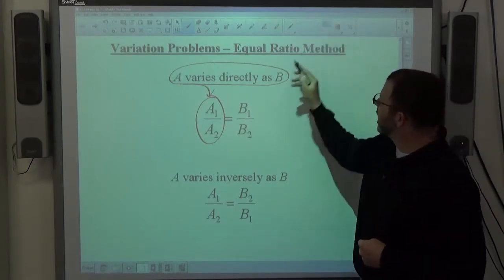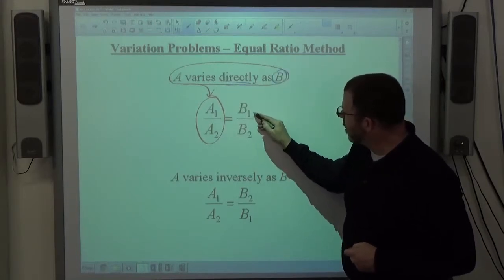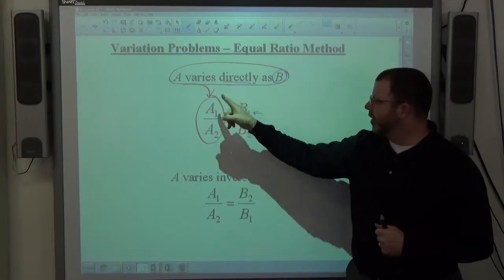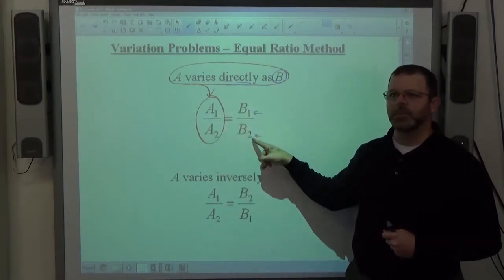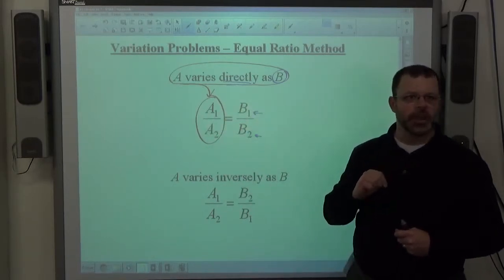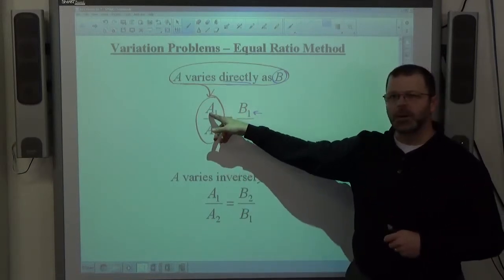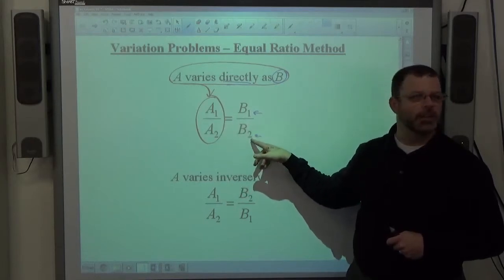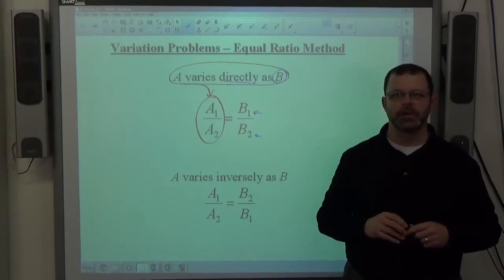And then the second thing, if it's directly as the second thing, what happens is the subscripts are the same directly across. So the first A matches up to the first B, the second A matches up to the second B, and you're going to know 3 of those 4 things. It'll say if there were 5 A's when there were 10 B's, A1 is 5, B1 is 10. How many A's were there when B was 50? And then B2 is 50, what's A2? And then you got a little proportion, you cross multiply and you're done.